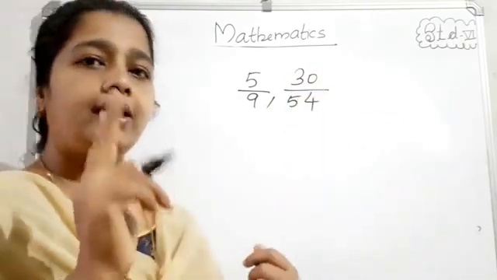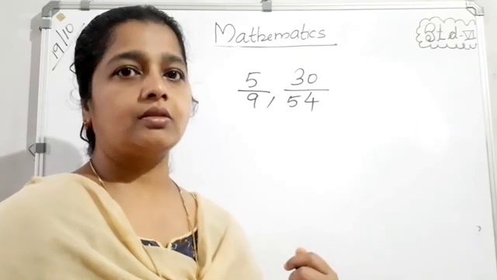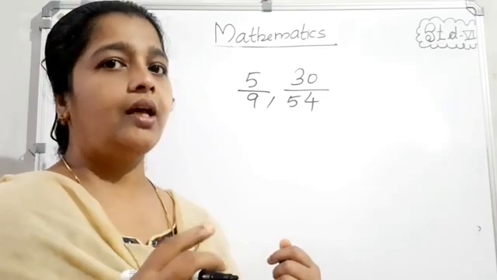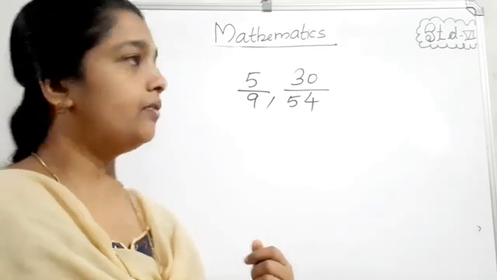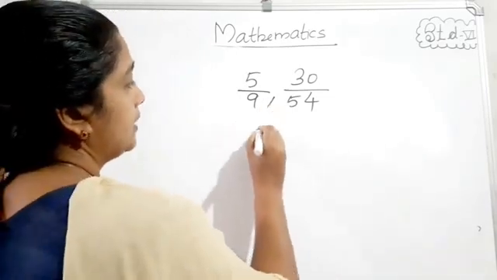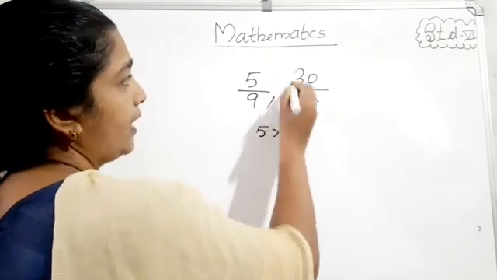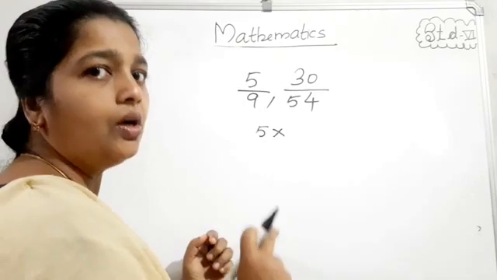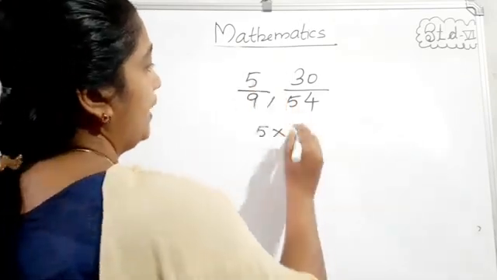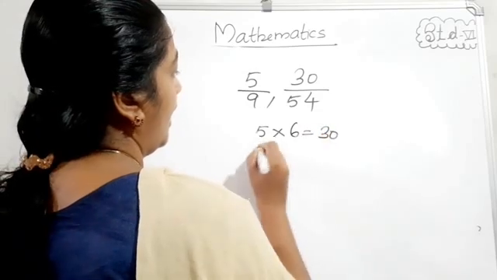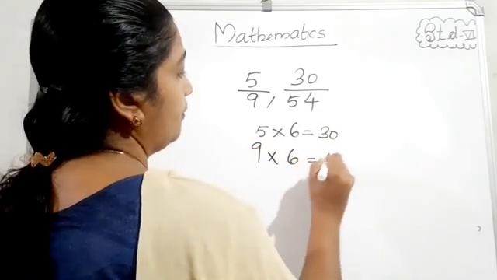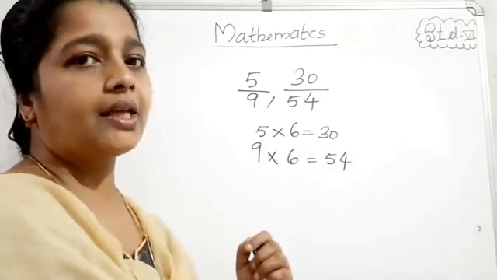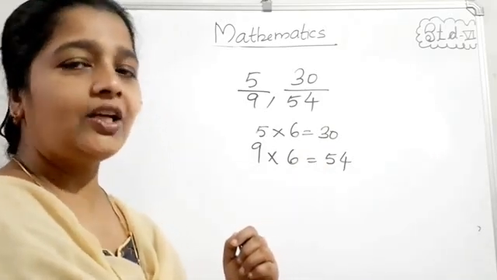So, you can use any of the two methods. Understand? I will teach both methods, you check which is easy and you can go with that. The first method is to find the common factor, the number by which you multiply to get the equivalent fraction. 5 into 6 equals 30 and 9 into 6 equals 54. Here both the numbers are equal, then we can say that these fractions are equivalent.